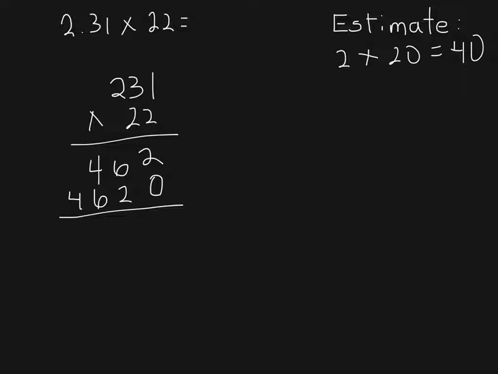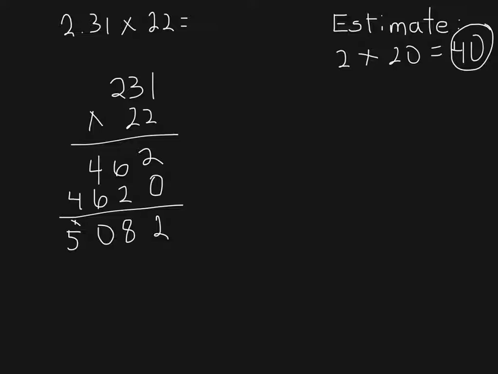Now I'm going to add my two partial products. 2 plus 0 is 2, 6 plus 2 is 8, and 4 plus 6 is 10. I'm going to carry that 10 over and add it on to the 4 I have up there. Whoops, I have to add it on. There. And that makes 5, of course. So my answer is 5,082. Now I'm going to look over here at my estimate and say, am I close?